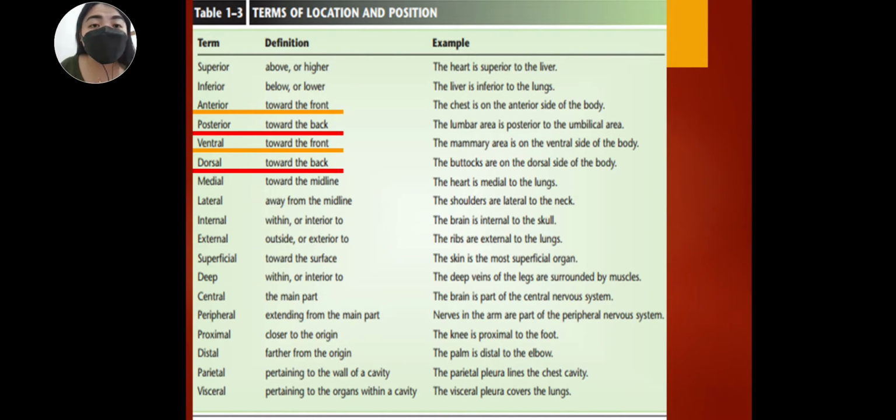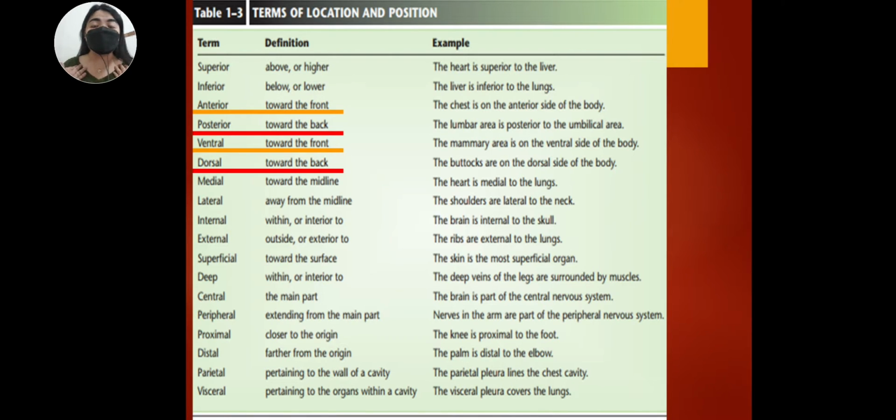Okay, for another term, we have anterior. For anterior naman, it means toward the front. So for example, the chest is on the anterior side of the body. Okay, the chest is toward the front side of the body. So where is your chest? Meaning to say with anterior, the part is in the front. So this is your chest. That is why it is said that your chest is on the anterior side. This one, this is your chest, the side of the front part.